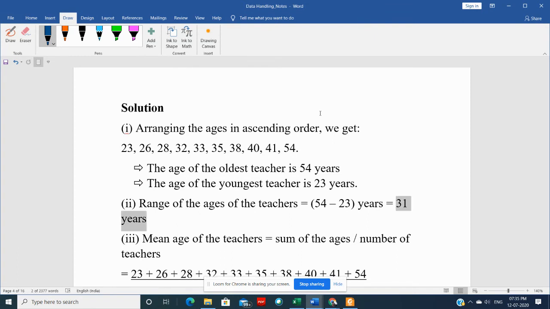मतलब कि 31 में age घूम रही है ये पूरी, ये जितने भी numbers available हैं उनमें कम से कम 23 है और ज्यादा से ज्यादा 54 है. तो मतलब 31 is the range of the age.